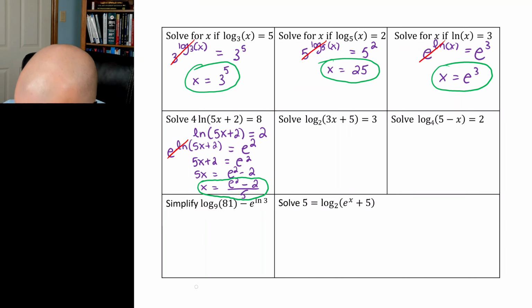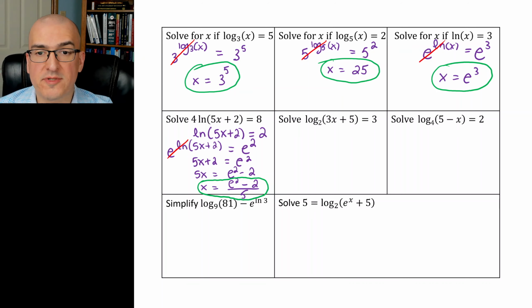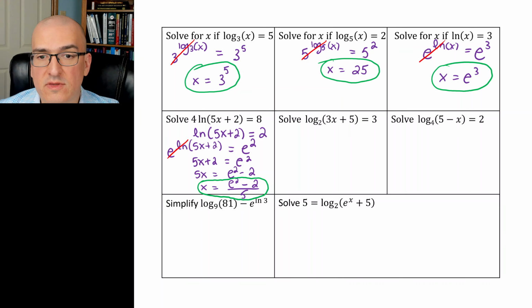So we have to do a few operations there to get the x all by itself, not just the opposite of the log. You have to do the opposite of the adding and the opposite of the multiplying as well.